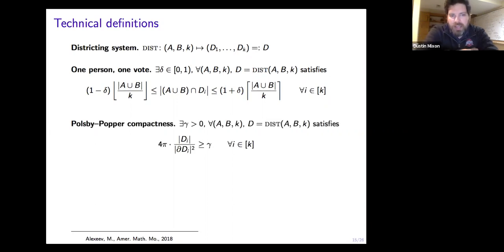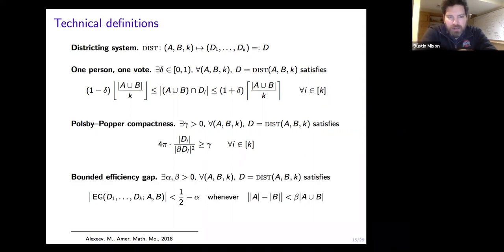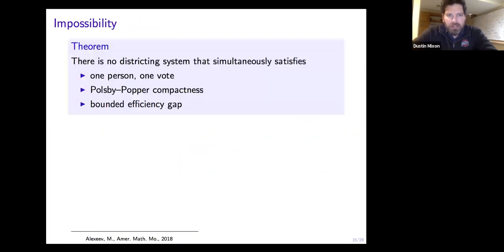Another thing, we would like Halsey-Popper compactness, some sense in which the districts don't look bizarre. We don't want to end up in the Washington Post for our maps. And then finally, bounded efficiency gap. We want to make sure that we're not wasting too many votes disproportionately, red versus blue. And it turns out that it's impossible to have all these at the same time. And that's kind of sad. That is to say, there exist distributions of voters that make the mapmaker's job impossible.